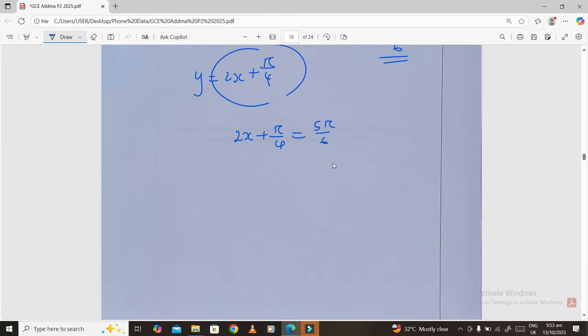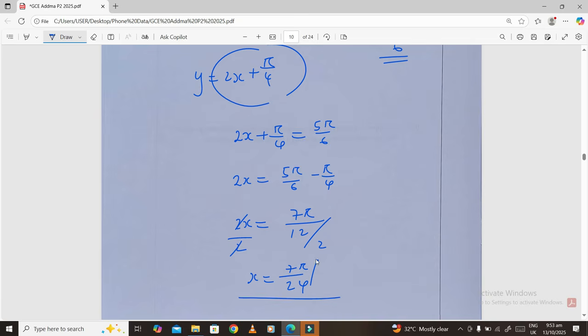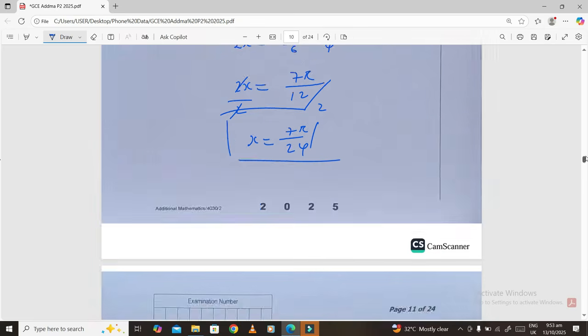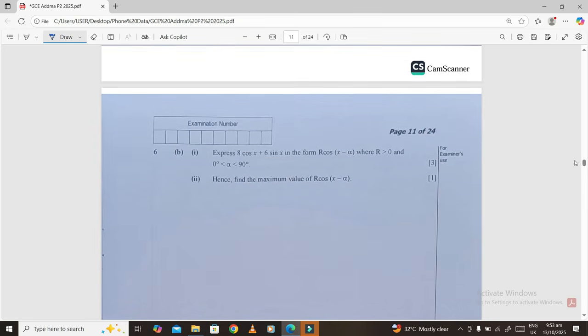We now group the like terms. 2x is equal to 5 pi over 6 minus pi over 4. So 2x is equal to, here it's a 12, 7 pi. Okay? We're solving for x, so divide by 2 both sides. X will be equal to 7 pi over 24. So this is our answer. We go to the next question.